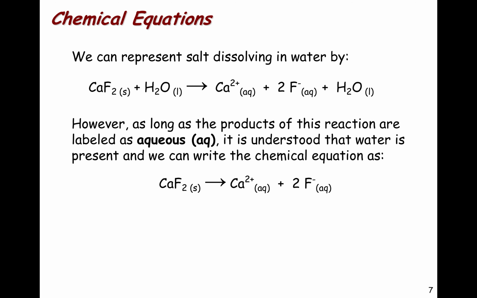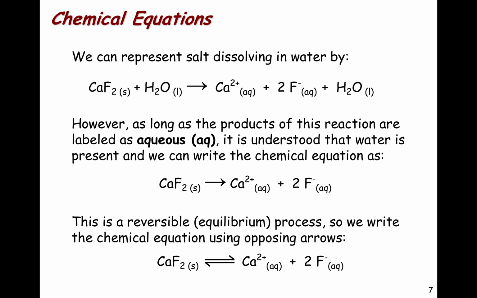The overall reaction can be abbreviated somewhat because we don't need to indicate the liquid water. It's implied when we have the parentheses AQ, so this reaction can be simplified down to just simply calcium fluoride goes to form calcium ions and 2 fluoride ions. You'll notice the stoichiometric coefficient of 2 in front of the fluoride to make sure that we obey the law of conservation of mass. So, in fact, this reaction can go in both directions.